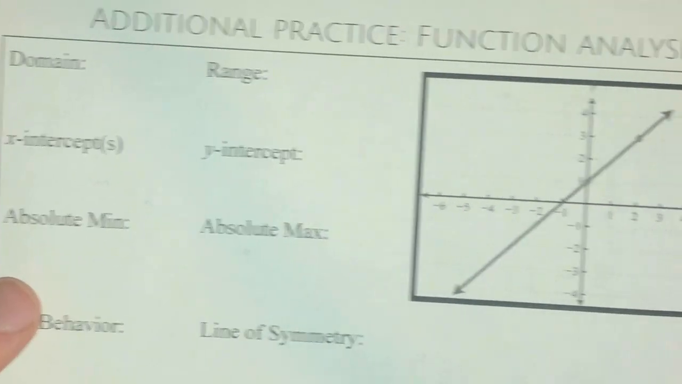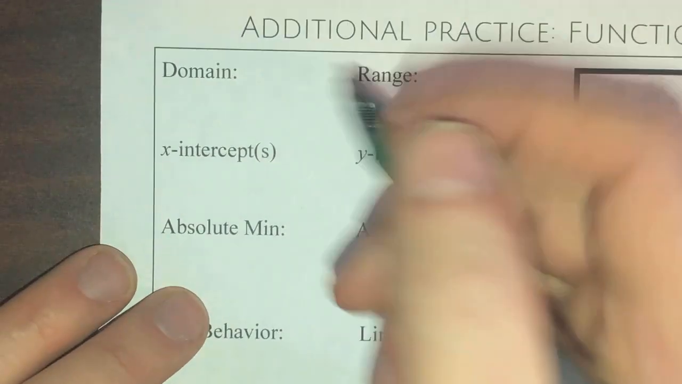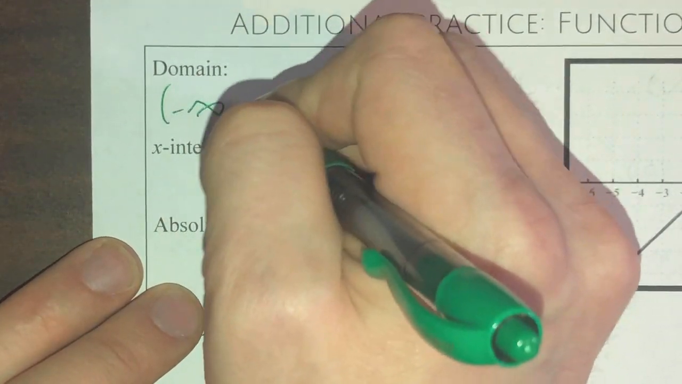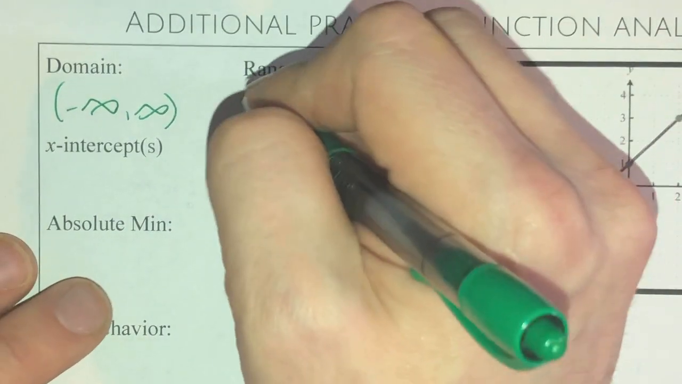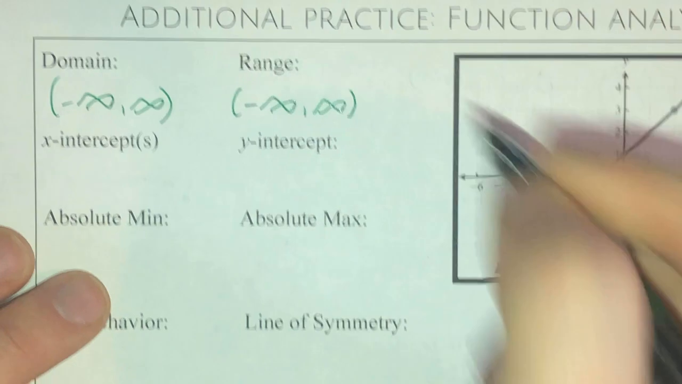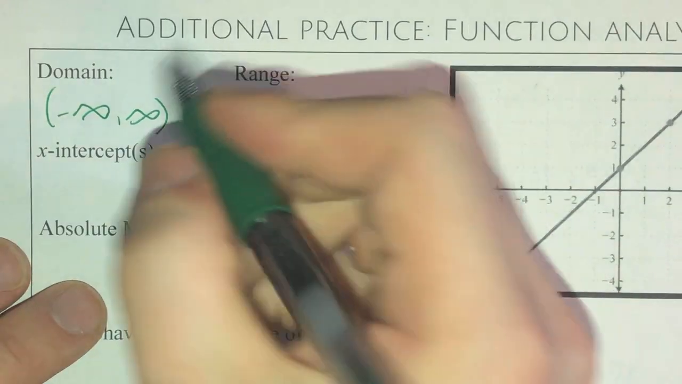All right, on the back, a line. Let's talk about the line. Domain, again, everything. Range, pointing to infinity and negative infinity in both directions. So again, that's everything. X-intercept, -1, 0.